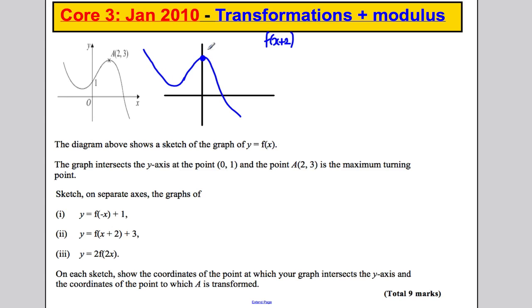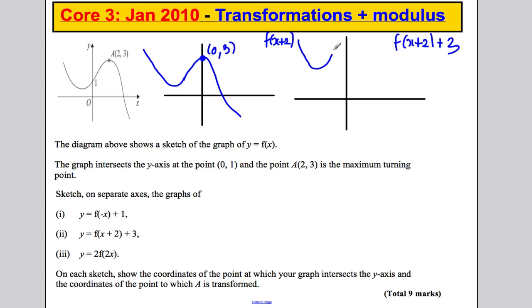Now that point there would now be the point 0, 3. And this point here has been shifted over here. Now we're not told anything about this point and this point, so all I can do in that first part is label that point. Then I want to move it up by 3 units. So then I want to do a shift in the y direction up by 3 units. So if I was then working out f of x plus 2 plus 3, then this would be shifted up as so. And that point there would now be 0, 6. And that's the only point I can deal with.